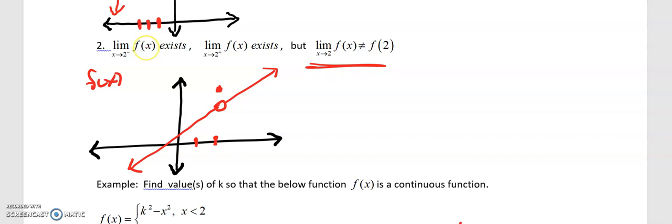The limit of f of x as x approaches 2 from the left exists. It's this y value of the hole. The limit of f of x as x approaches 2 from the right exists. From the right, it's the y value of this hole. Remember, a limit can exist at a hole, but the limit of f of x as x approaches 2 is not equal to this y value, right? The limit is not f of 2. All right. Okay, so that problem is complete.